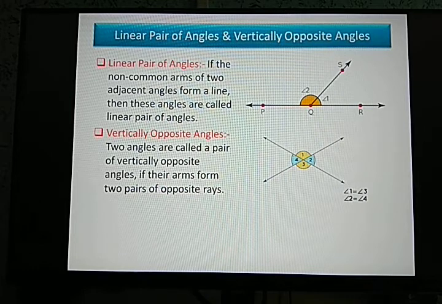But they intersect in such a way that the two angles are formed by the arms which are in an opposite direction, or you can say which are formed with the help of opposite rays. So as you can see here, the vertically opposite angles are angle 1 and angle 3, and angle 4 and angle 2. Clear?